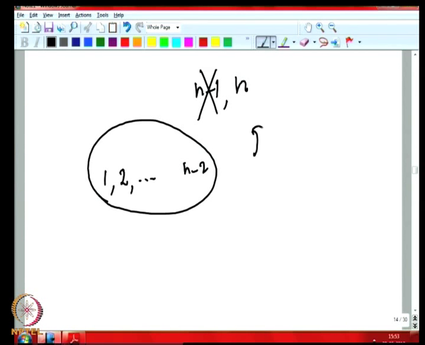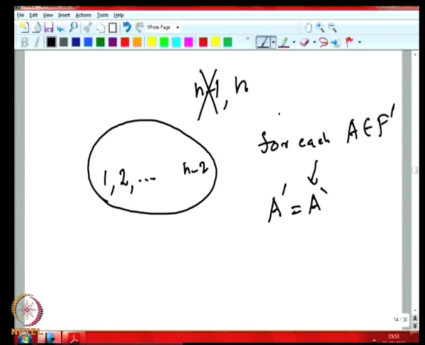These sets also should not have consecutive integers. So for each A element of F dash, we can consider A dash, that is A minus n. We just remove n from it, because each A in F dash has n in it. The cardinality of such sets is the same, because it is not possible to get the same A dash from two different sets by removing n.